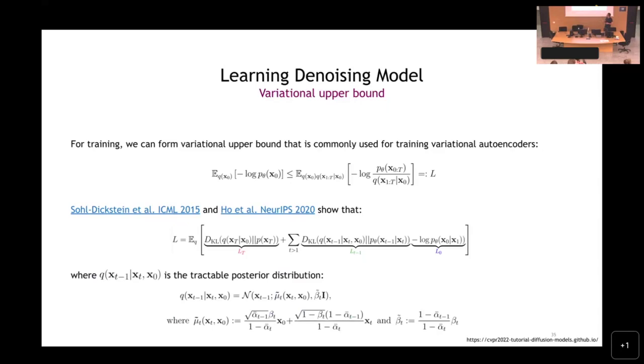So here, the Q distribution is the exact posterior given our clean data and our very noisy data. What's the distribution of our slightly less noisy data? It's actually a tractable Gaussian distribution just because of the very simple structure that we have in defining our forward diffusion process. So it looks like this. Important bits are we can actually define the mean and we can calculate it. And in this case, we also have the exact variance. So this is fully known, no approximations needed.